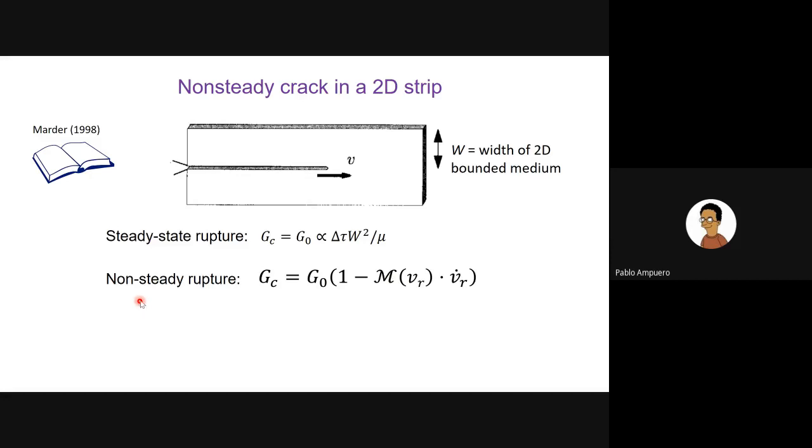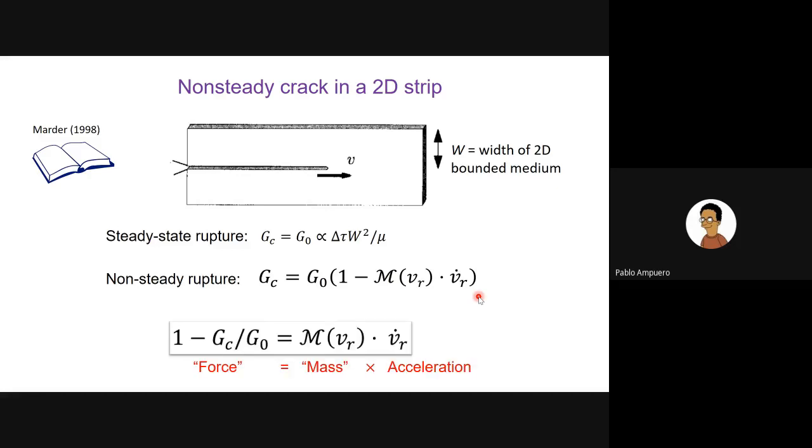A steady state means that the speed is constant. And non-steady, the speed is variable. So what happens when the speed can change? And he found an equation of motion of this form. Remarkably, it's an equation of motion that involves the derivative of the rupture speed as the rupture acceleration. This is the main difference with the 2D theory.